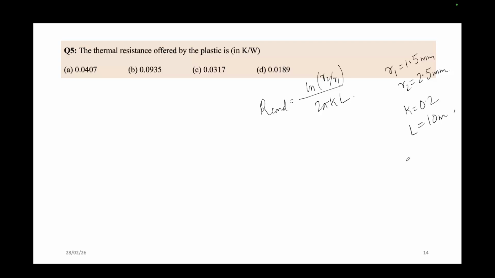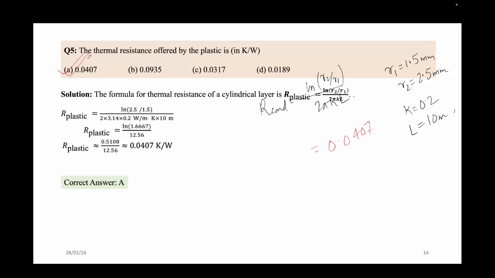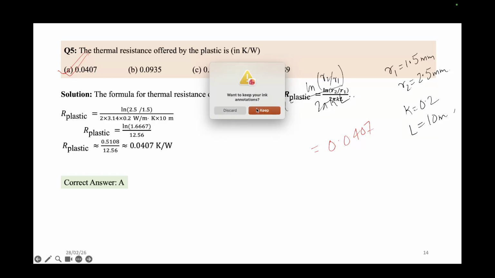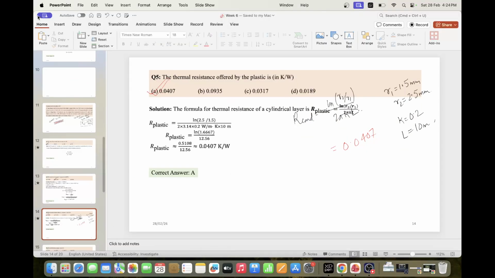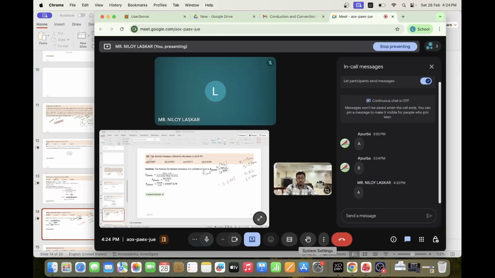So the correct answer is 0.0407, which is option A. Okay, I think it is clear to you. I hope that this is clear to you.